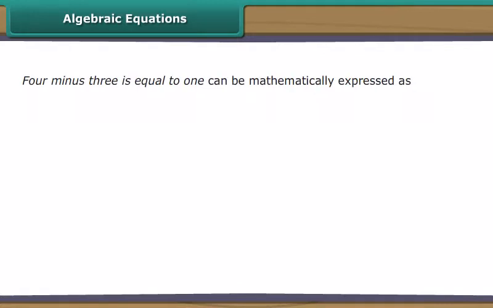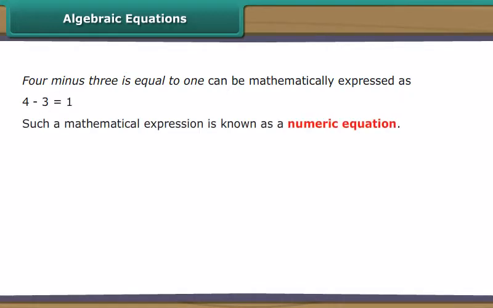Algebraic equations. Consider a statement like this: 4 minus 3 is equal to 1. It can be mathematically expressed as 4 minus 3 is equal to 1. Such a mathematical expression is known as a numeric equation.